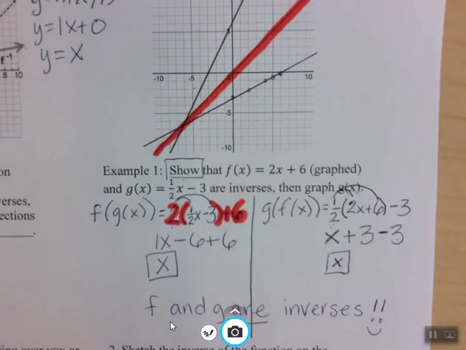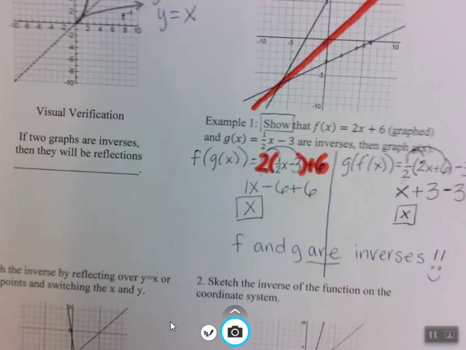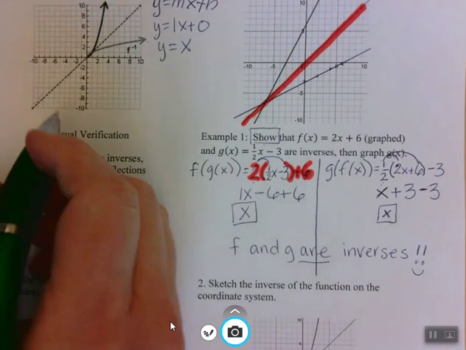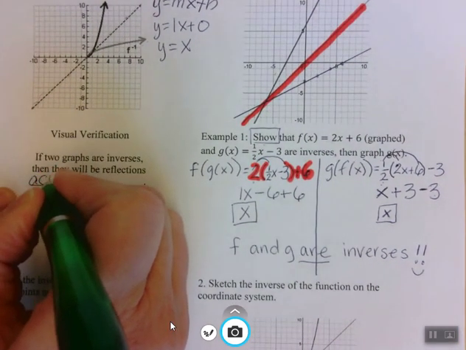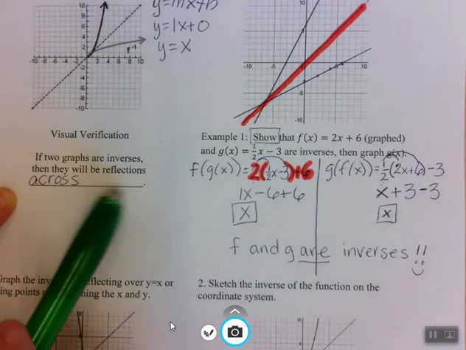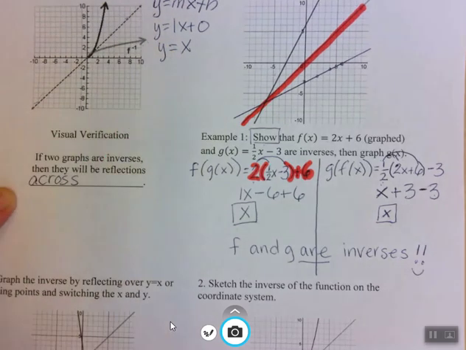And then back here under visual verification, we forgot to fill that out. It says if two graphs are inverses, then they will be reflections across what line? You guys remember we figured it out? They're going to be reflections across y equals x.